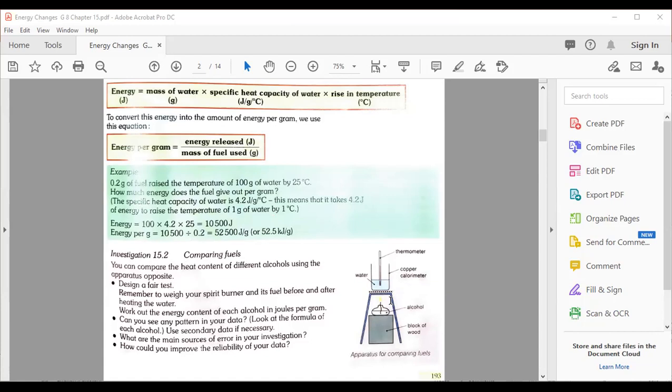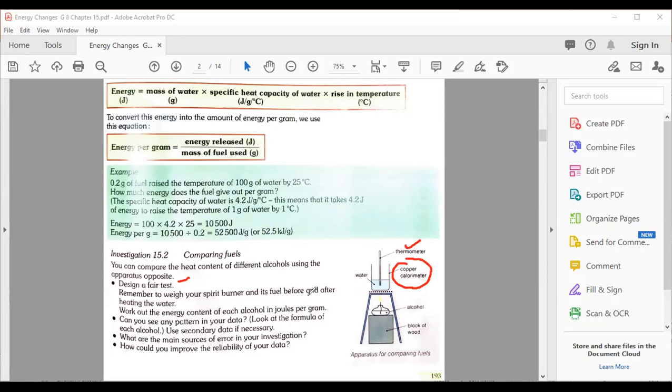Let's perform each step here. Now, design a fair test. You will put the alcohol in this spirit lamp, that is a wooden block that you use to give heat near to the beaker. Fill this beaker with water and you use this beaker of copper, or you can call it a calorimeter, and put a thermometer in this water. Now, what you need to do, just start the burning of this burner.